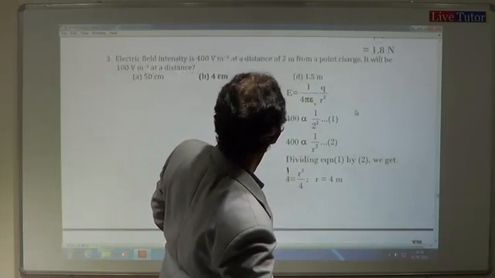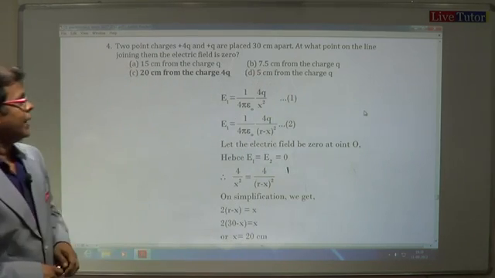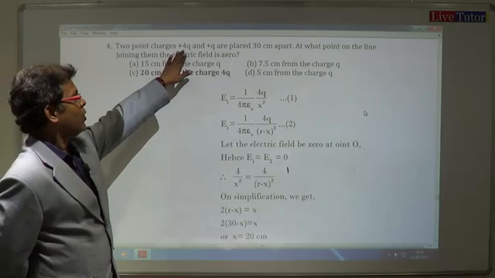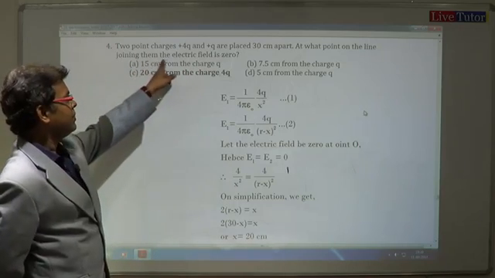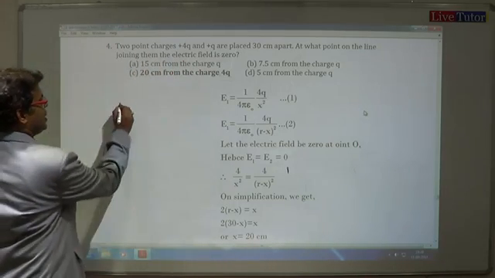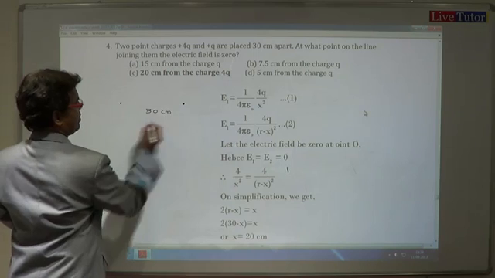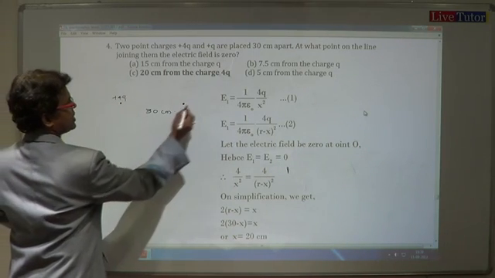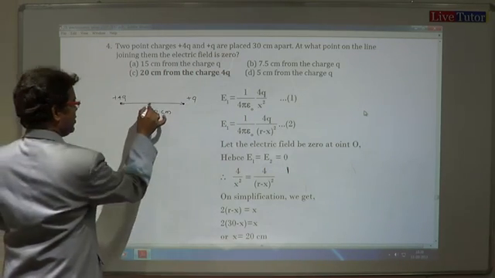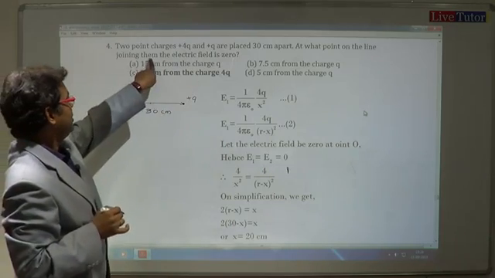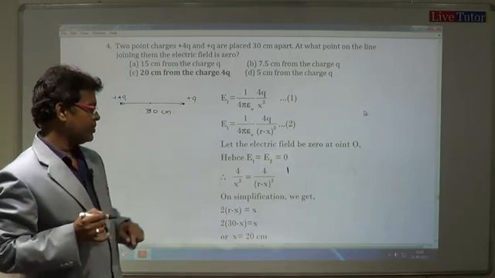The next one is also similar to that one. 2 point charges plus 4q and plus q are placed at 30 centimeter apart. At what point on the line joining them is the electric field 0? So, what are they saying? The two charges plus 4q and plus q are kept 30 centimeters apart. This is plus 4q, this is plus q, and this distance is 30 centimeter. At some point between them, the electric field is 0. They are asking at what point the electric field becomes 0.